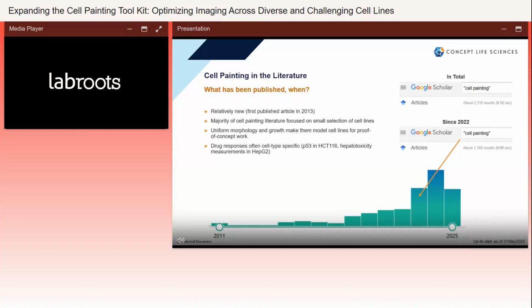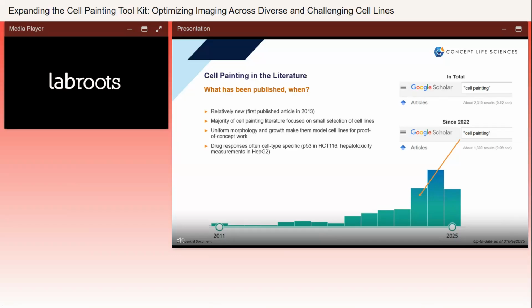And currently, the vast majority of publications focus on a relatively small selection of cell lines. If you do a search for cell painting plus A549, you'll get about 70% of the total results that you would do with cell painting alone. It's understandable why this is the case. The initial papers that developed cell painting as a technique looked at these cell lines. The cells themselves are also easy to culture and maintain. As I'll describe later, there are a lot of challenges associated when you work with potentially non-ideal cell morphologies from a maintenance standpoint.